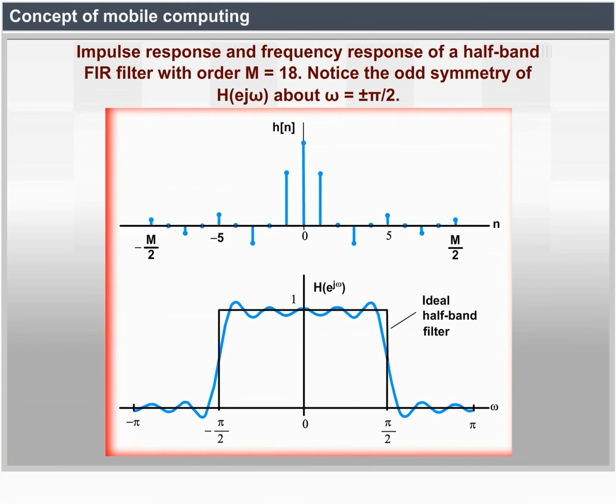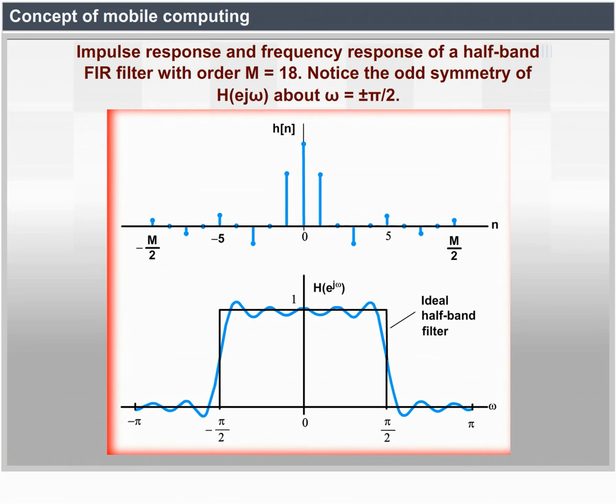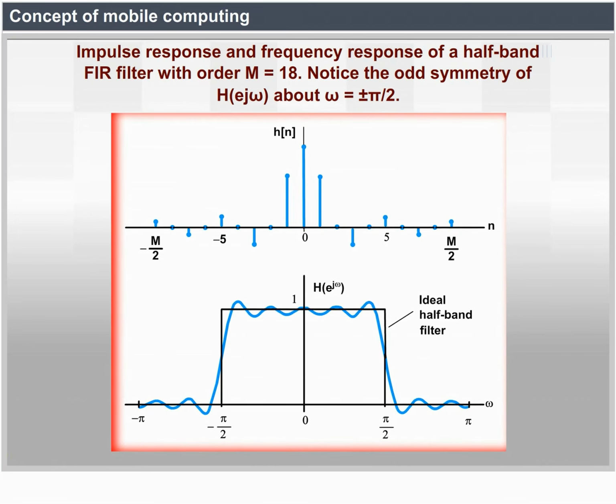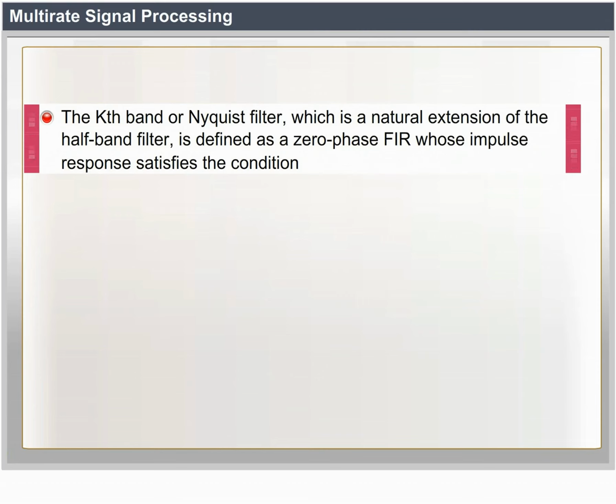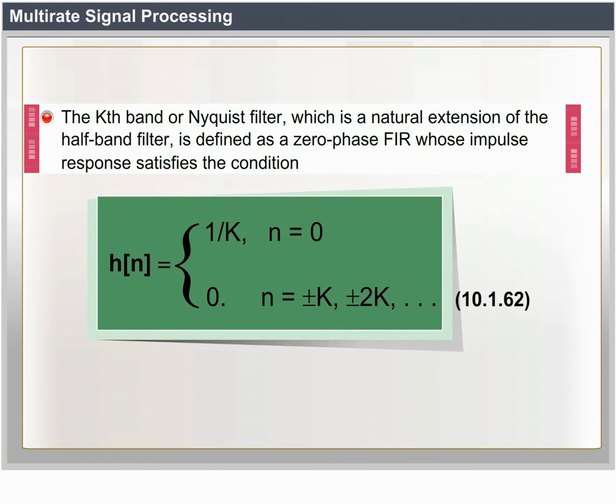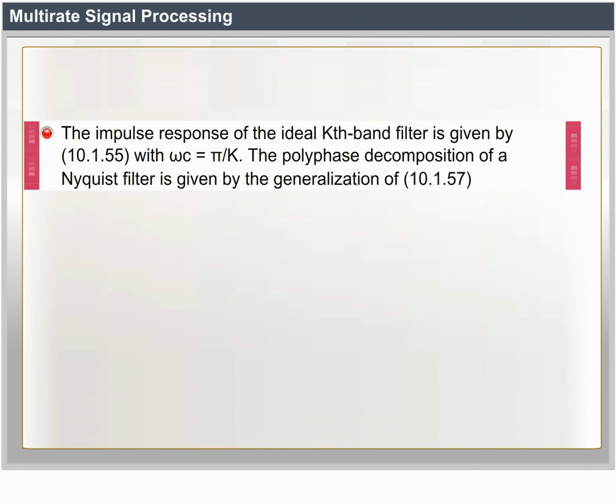The kth band or Nyquist filter, which is a natural extension of the half-band filter, is defined as a zero phase FIR filter whose impulse response satisfies the condition h(n) = 1/k for n = 0, and 0 for n = ±k, ±2k, etc. This is called equation 10.1.62. The impulse response of the ideal kth band filter is given by 10.1.55 with omega c equal to pi by k.